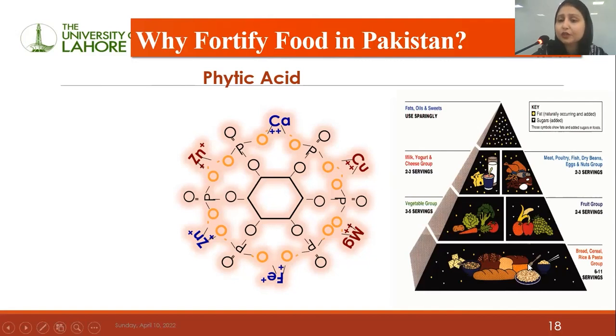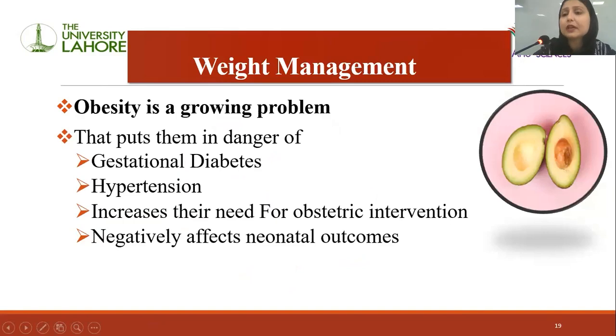As we pay attention to wheat or the cereal group, we also need to pay attention to all these food groups: fruit, vegetables, milk and milk products. So the one thing that we need to focus on is that there should be variety in our daily diet. There should be food diversification.